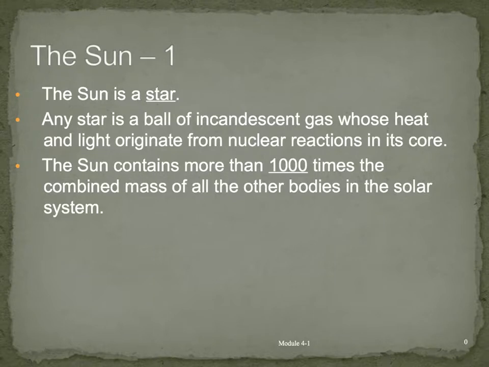The sun is a star. Any star is a ball of incandescent gas whose heat and light originates from the nuclear reaction of its core, fusion. The sun contains more than 1,000 times the combined masses of all other bodies in the solar system. In other words, it is huge compared to all of the other objects in our solar system.